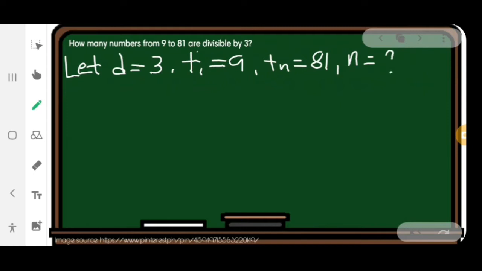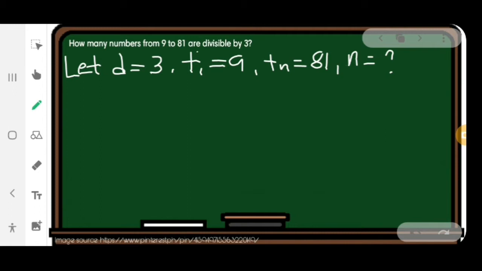Now, why is it that the given extremes are the first term and the nth term? It is because of the word from. Now, what is the difference when you have between and from? When we say between, the given extremes are excluded. That means they are not part of your sequence. But when you have from, that means the given extremes are included or they are part of your sequence.